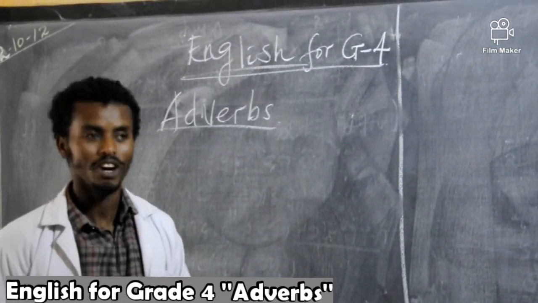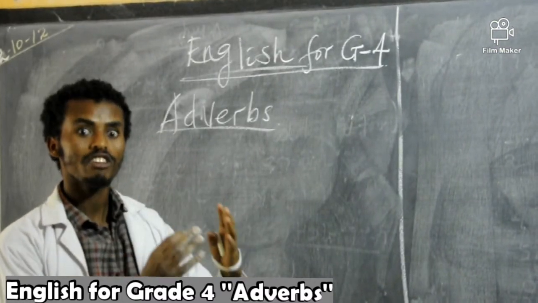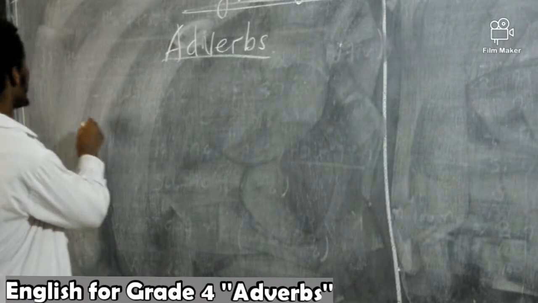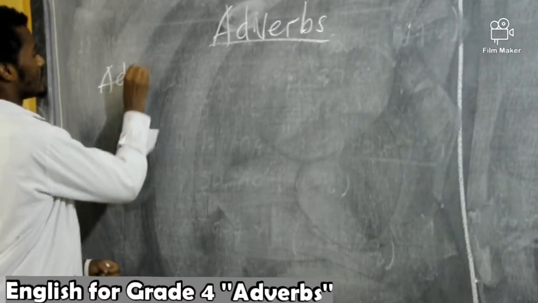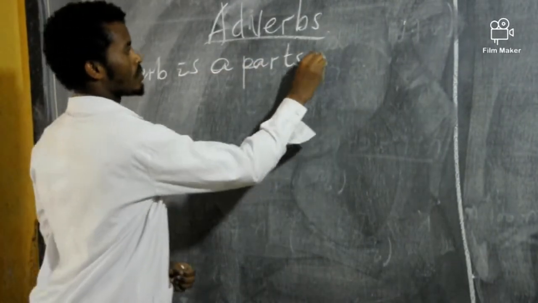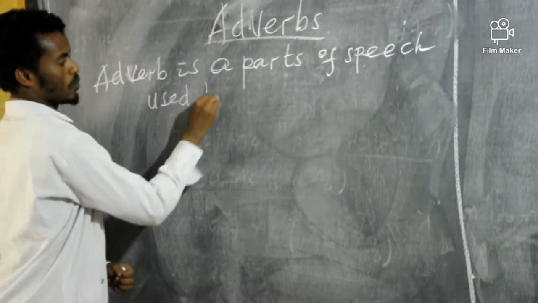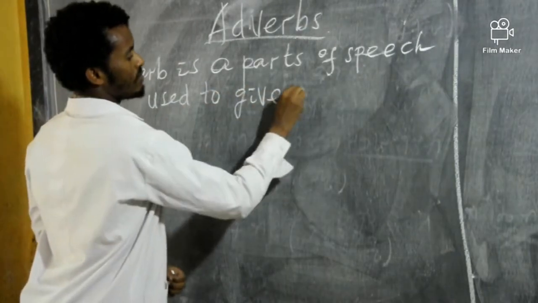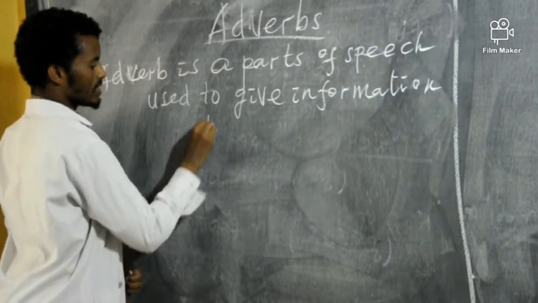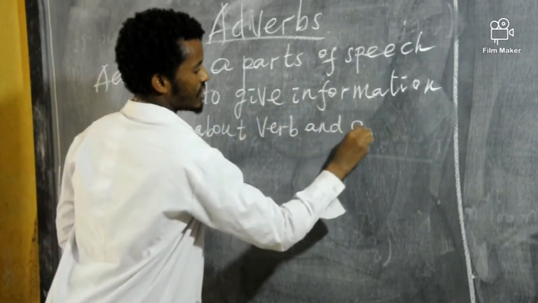Adverb means what? An adverb is a part of speech which is used to give information about the verb and the adjective, okay? So, an adverb, as I told you before, is a part of speech used to give information. Information about what? About verb and adjective.